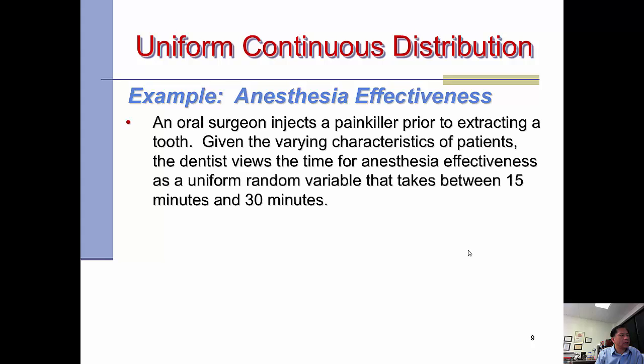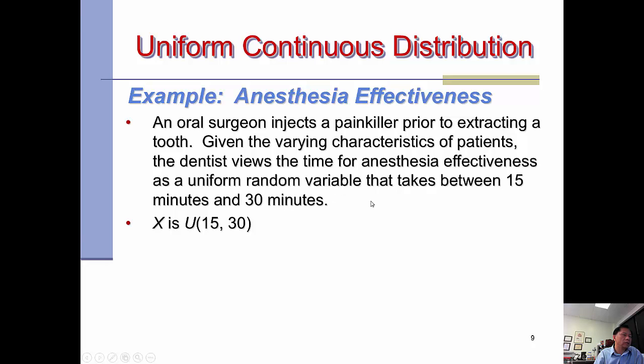Let's take an example here: anesthesia effectiveness. We take anesthesia when a dentist extracts our tooth. An oral surgeon injects a painkiller prior to extracting a tooth. Given the varying characteristics of patients, the dentist views the time for anesthesia effectiveness as a uniform random variable that takes values between 15 and 30 minutes. In other words, some people may be numbed in 15 minutes, others may take up to 30 minutes.